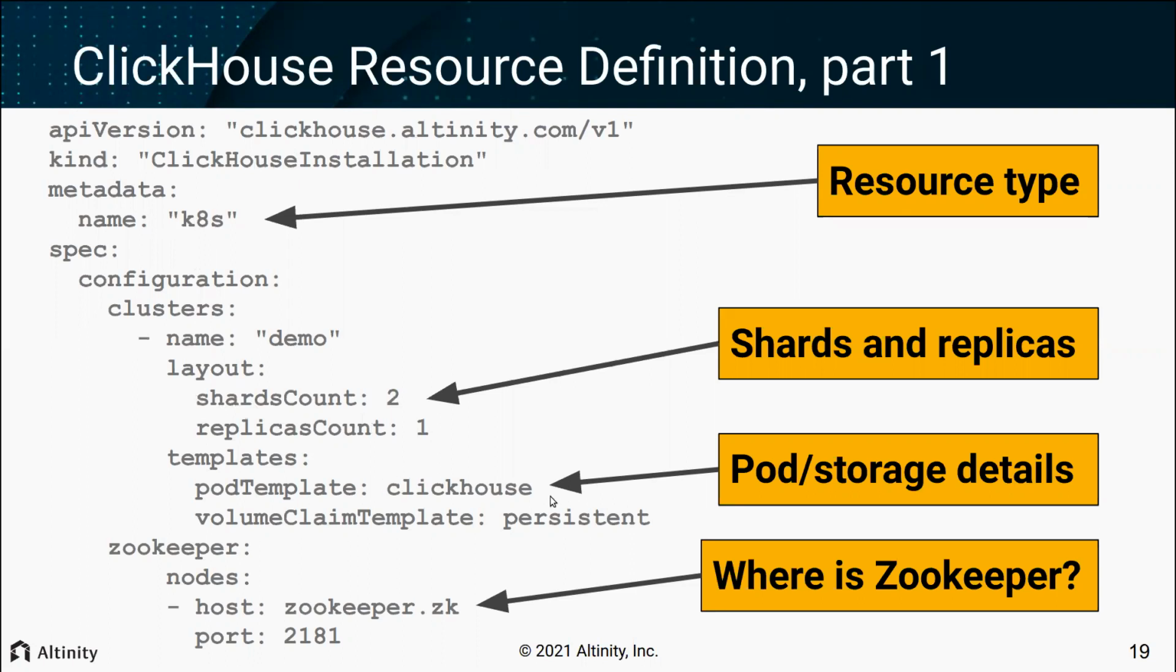And then you see I have a couple of references to these things called templates. One to tell me how to find the ClickHouse executable, and the second one to get some persistent storage. We'll look at that in just a second. And then finally, I have a section to tell me how to find Zookeeper, because ClickHouse will need to know its name so that it can go ahead and put that in the configuration files.